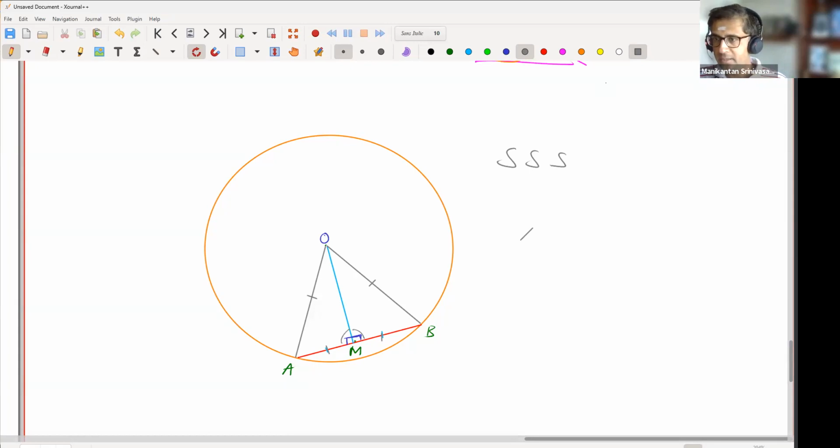Therefore, if I draw from the center to the midpoint of the chord, it's actually perpendicular to the chord. Likewise, you can say it in reverse: from the center, if I drop a perpendicular to the chord, it divides the chord into two equal halves. Another way of saying that the perpendicular and the median are the same. Make sense?